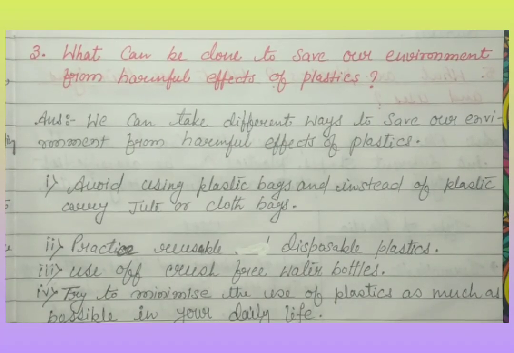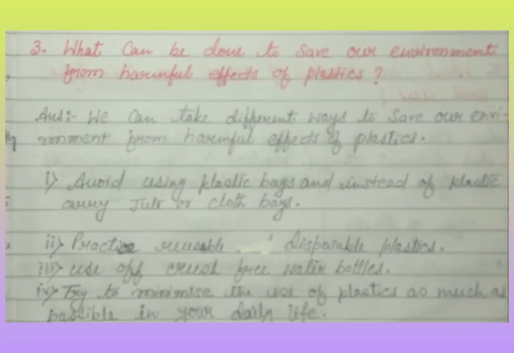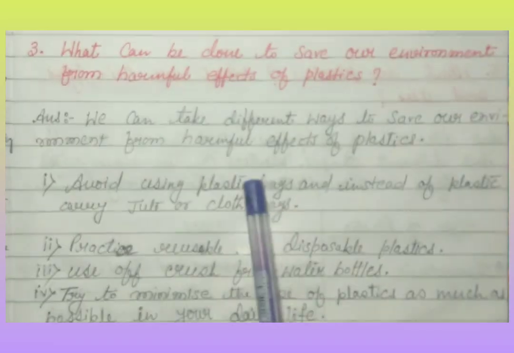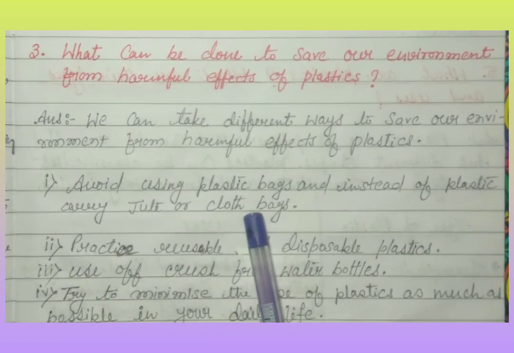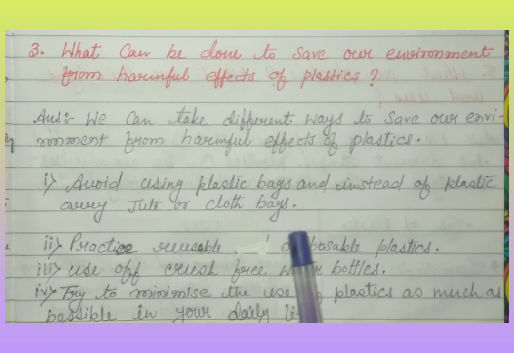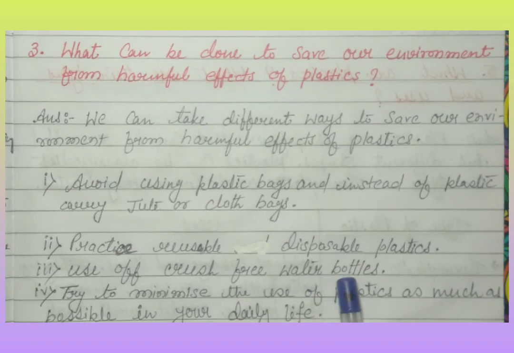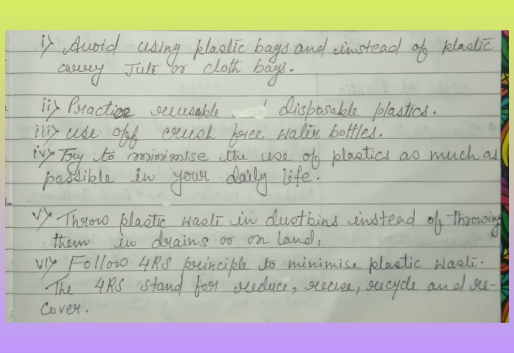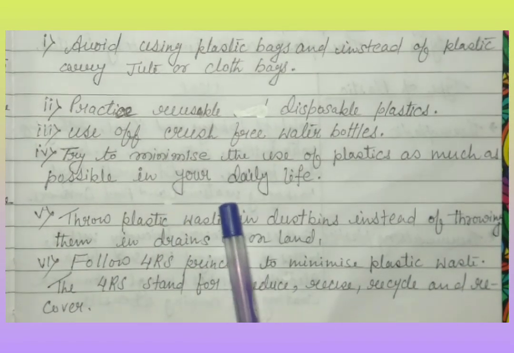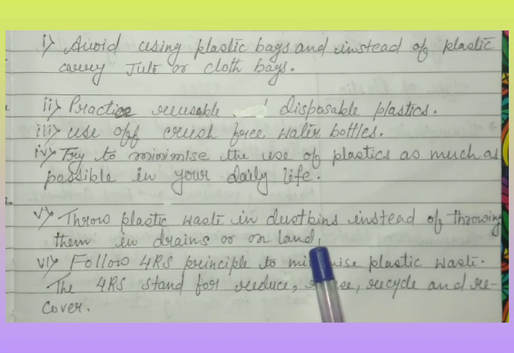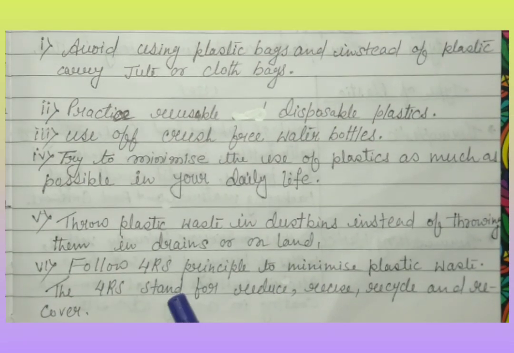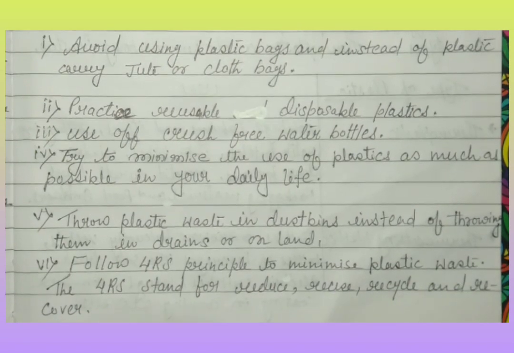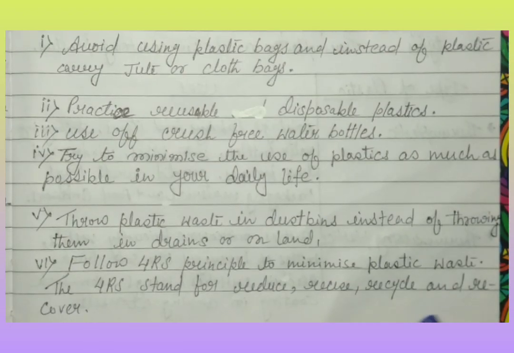What can be done to save our environment from the harmful effects of plastics? We can take different ways to save our environment. Number 1: avoid using plastic bags and, instead of plastic, carry jute or cloth bags. Practice reusable disposable plastics. Use crush-free water bottles. Try to minimize the use of plastics as much as possible in your daily life. Throw plastic waste in dustbins instead of throwing it in drains or on land. Follow the 4 R's principle to minimize plastic waste. The 4 R's stand for reduce, reuse, recycle and recover.